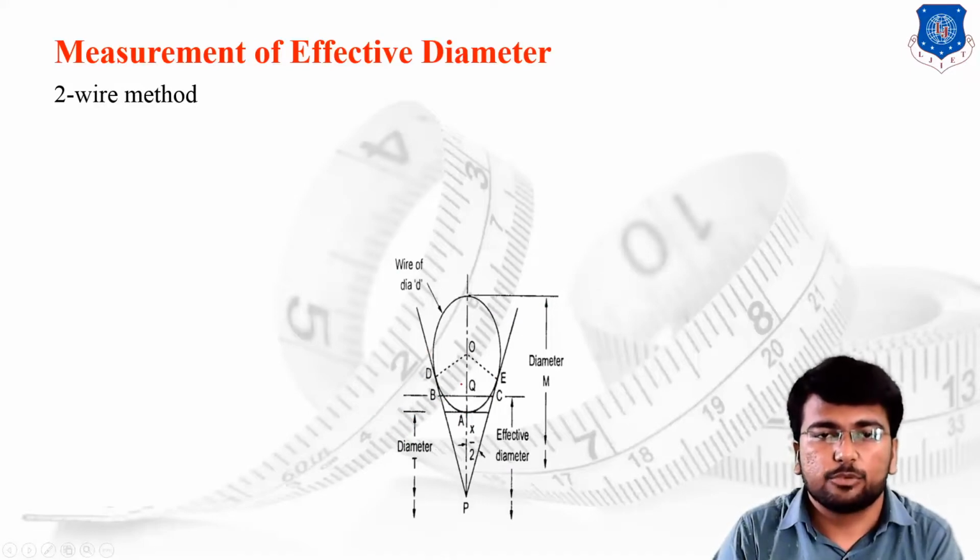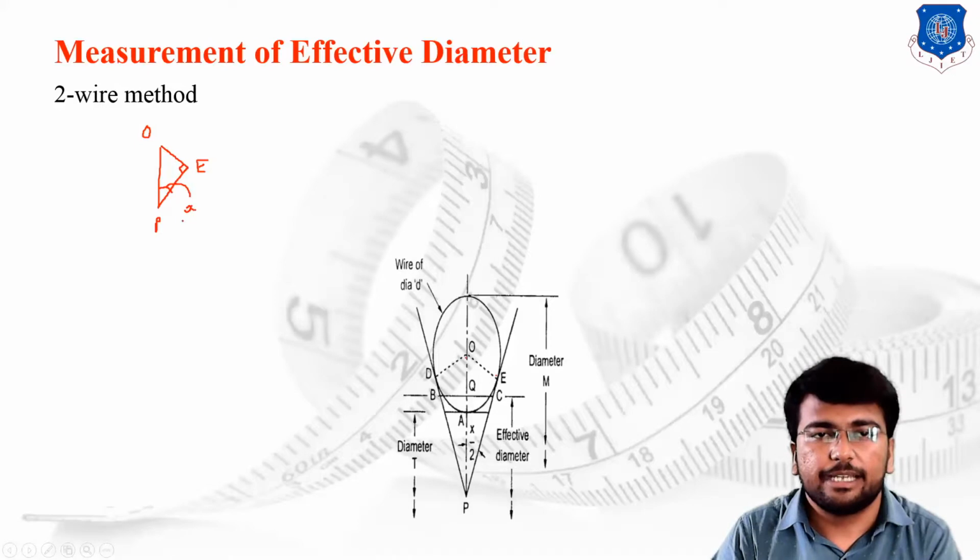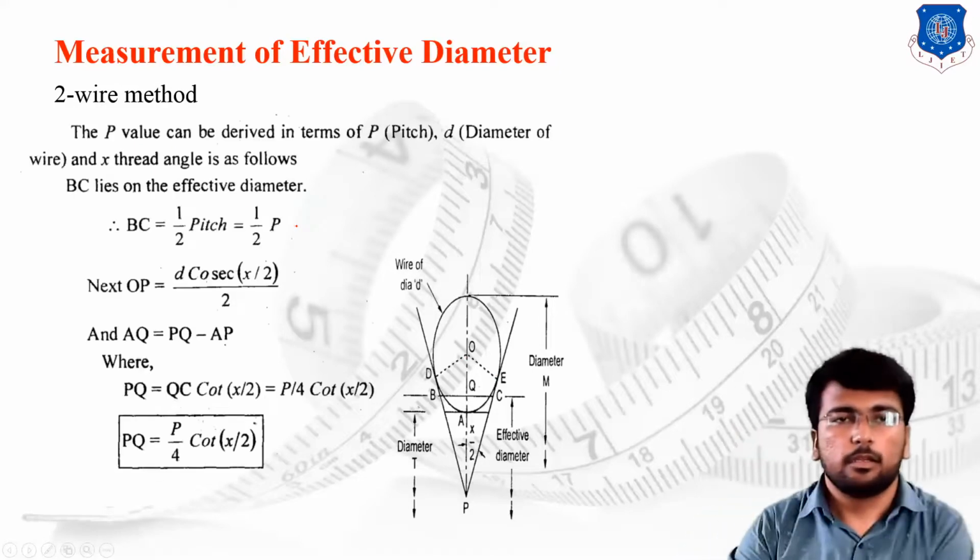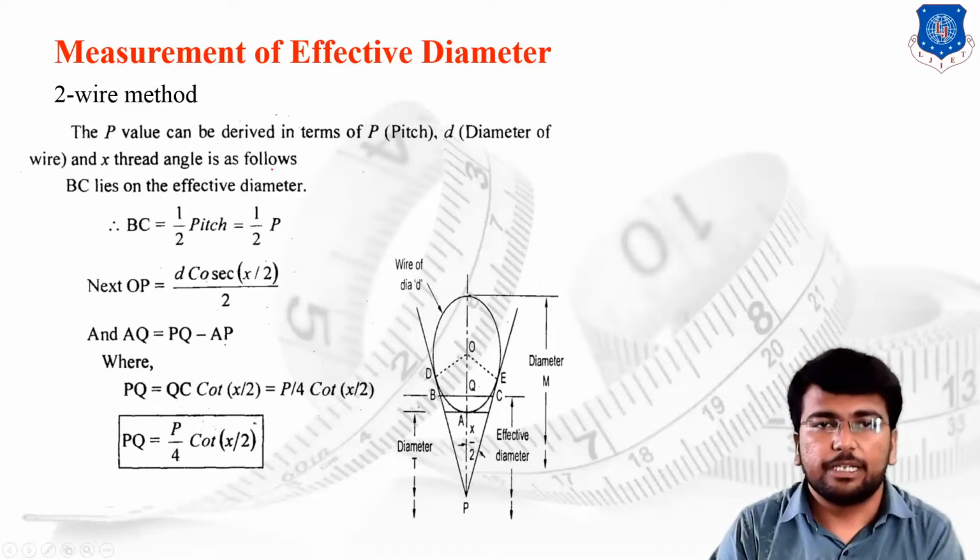The first triangle we are supposed to consider is the OEP triangle. I'll draw this triangle first of all like this. We have to consider the triangle POE, which is a right angle triangle, and here we have the angle, let's say theta by 2 or let's say x by 2. The second triangle you have to consider is the triangle PQC, which is also a right angle triangle with the angle x by 2. The value of P can be derived in terms of the pitch and the diameter d as well as the thread angle x.